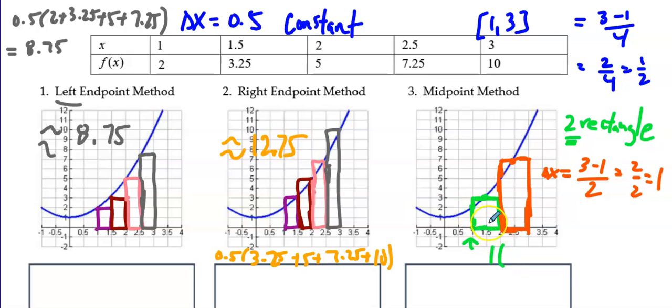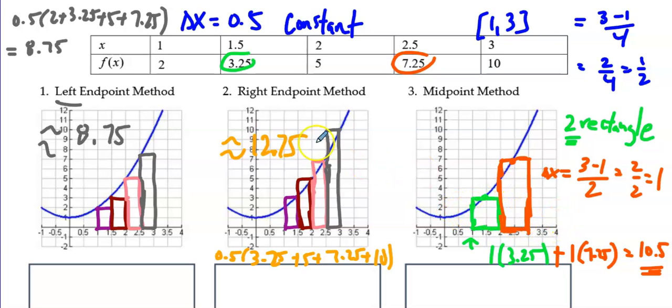And again, I'm just finding the area of this thing. And I know that the height of this is going to be 3.25. And then I'm going to add this rectangle right here. Well, again, my delta x is going to be 1. And the height is going to be in between 2 and 3. It's going to be 7.25. And so I'm going to add these numbers up, and I'm going to get the actual value for this, which is going to be 10.5. Okay, 10.5.